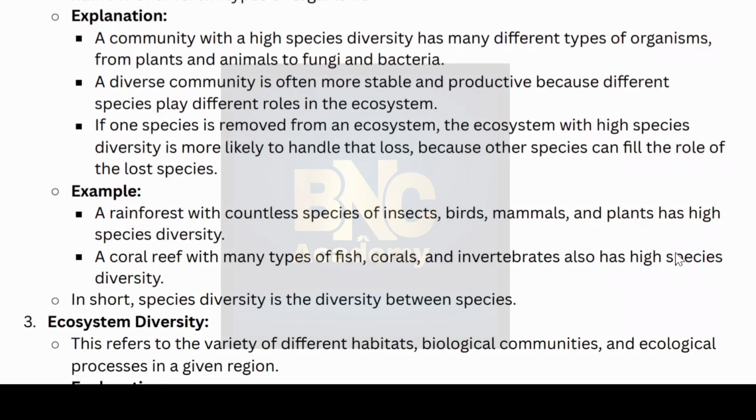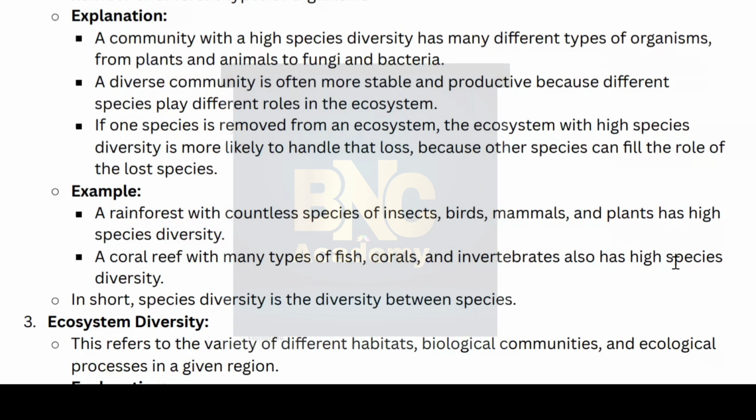Ecosystem functions. Species diversity is essential for maintaining healthy ecosystems. Different species contribute to vital processes like pollination, nutrient cycling, and decomposition. So let's understand ecosystem stability. Diverse ecosystems are more stable and resilient to disturbances. If one species is lost, the other species can often fill its ecological role.